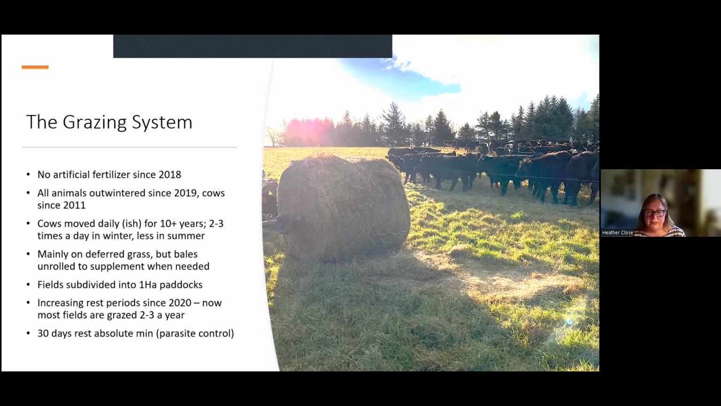They are mainly on deferred grass, but we unroll bales generally from January through to March. That's when we find the quality of the grass declines a little bit, and the cows seem to need a little bit of extra nourishment. So every other day we'll give them a bale, something like that. So their ration is a good portion of grass and the haylage. We rarely manage to get hay because we haven't got our own.